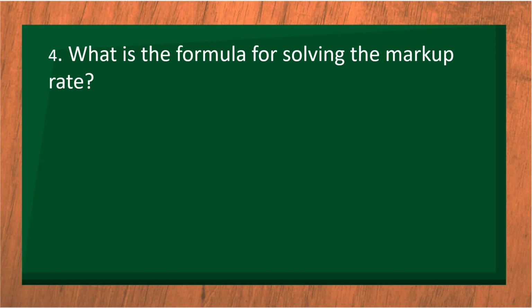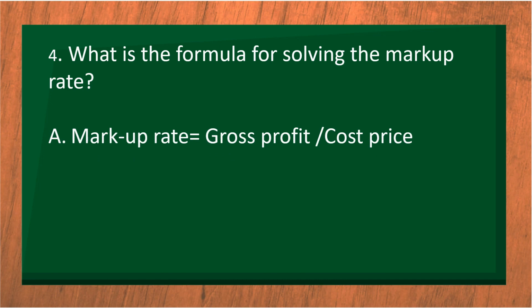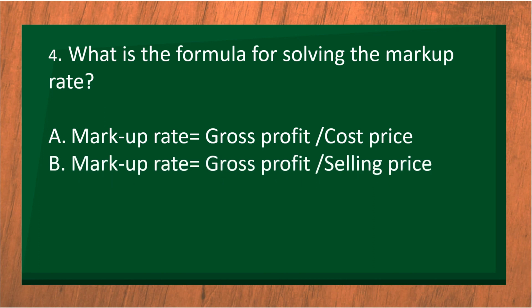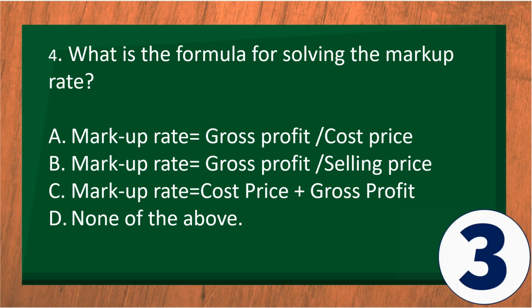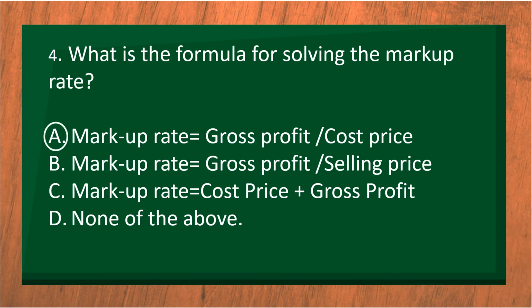Number 4. What is the formula for solving the markup rate? Letter A, markup rate is equal to gross profit divided by cost price. Letter B, markup rate is equal to gross profit divided by selling price. Letter C, markup rate is equal to cost price plus gross profit. And letter D, none of the above. The correct answer is letter A, markup rate is equal to gross profit divided by cost price.